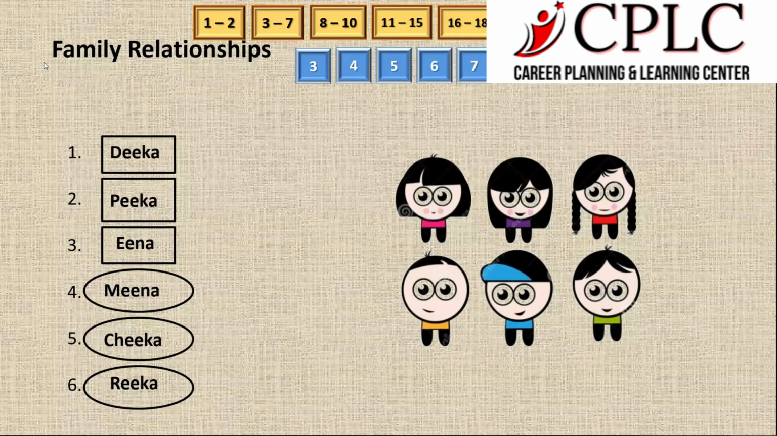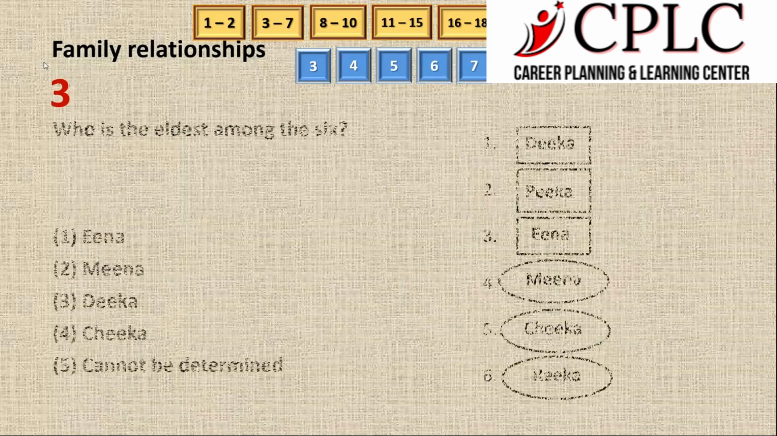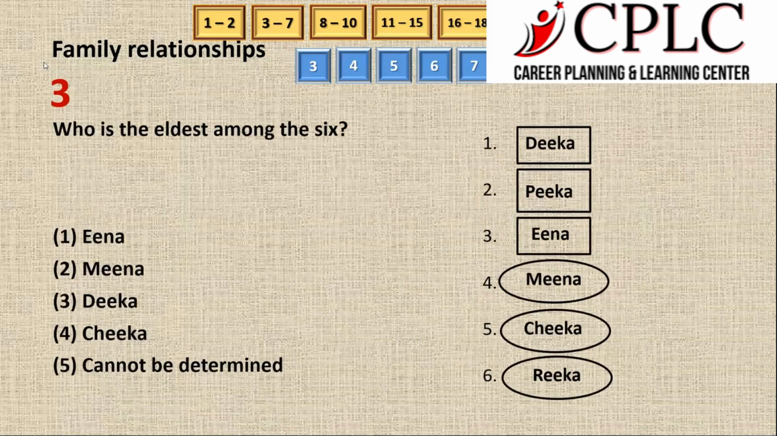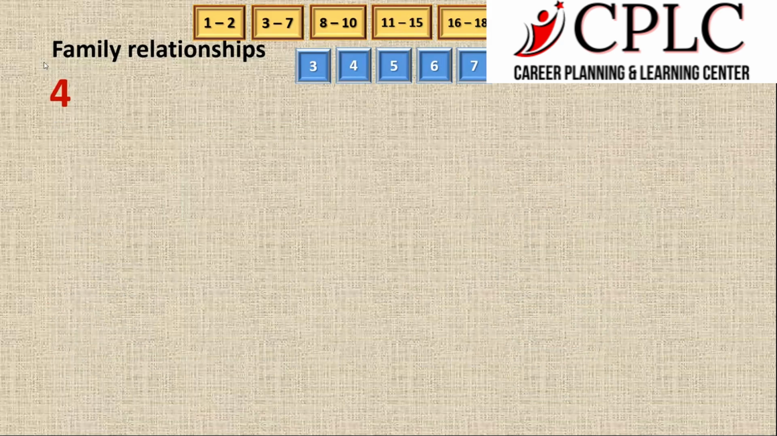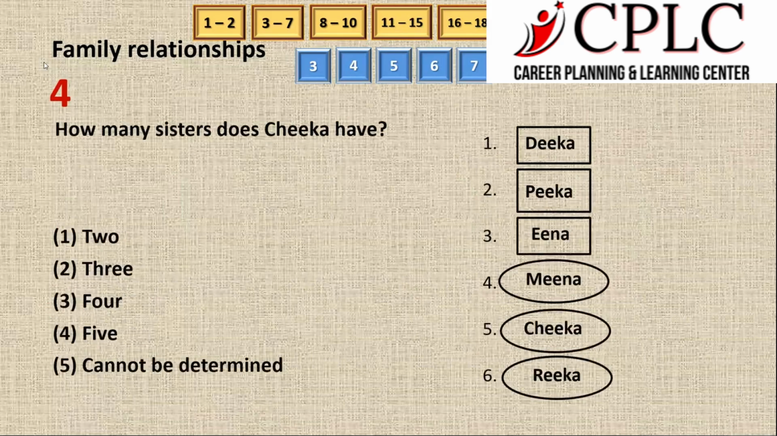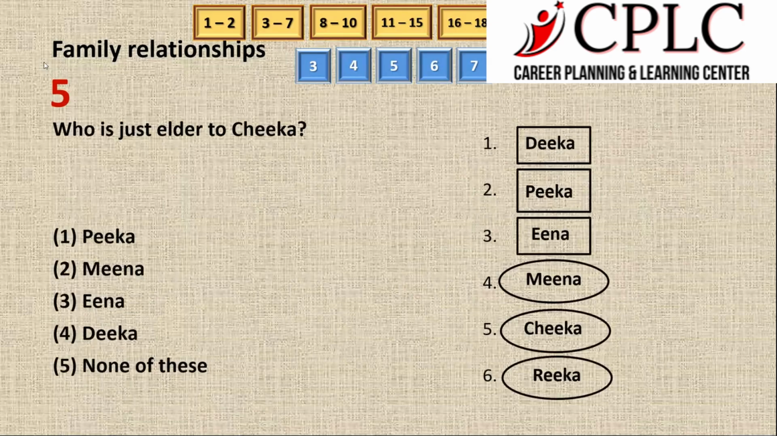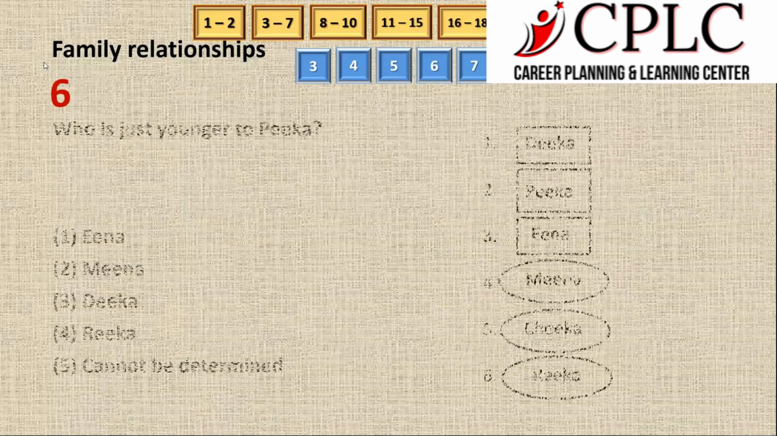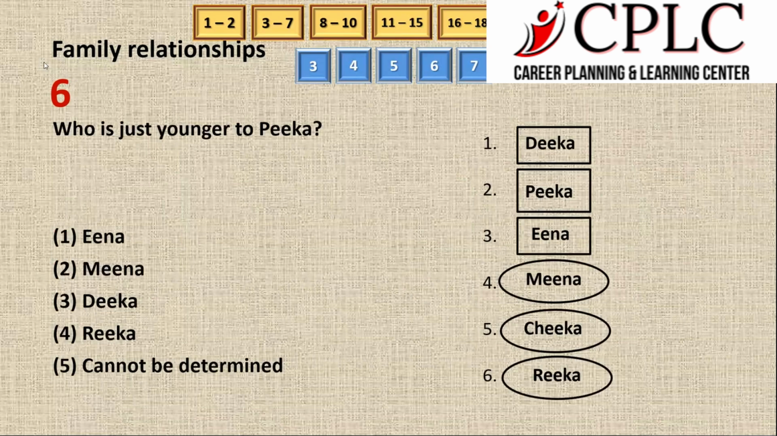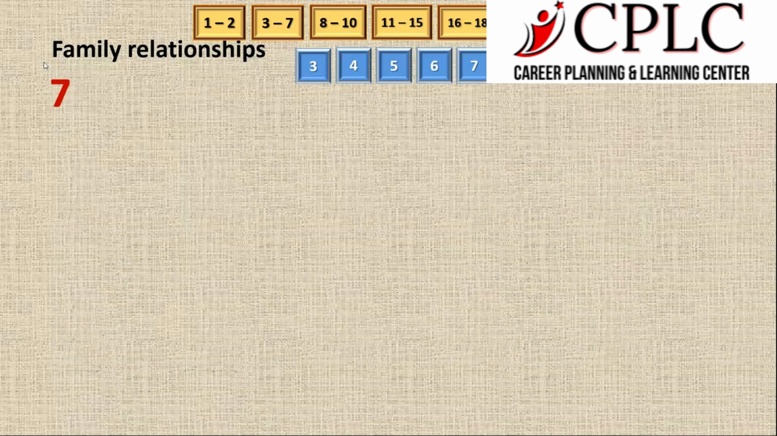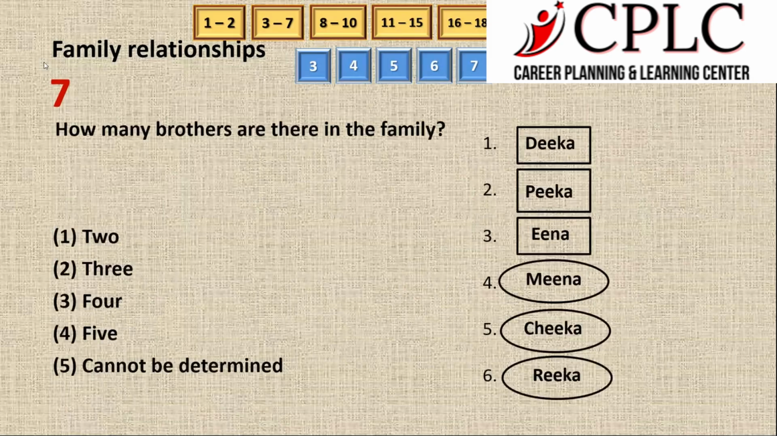Let's move to the questions. First question, who is eldest among the six? Dika is the answer. How many sisters does Chika have? Chika has two sisters. Who is just elder to Chika? Meena is just elder to Chika. Who is just younger to Pika? Ina is just younger to Pika. How many brothers are there in the family? There are three brothers in the family.